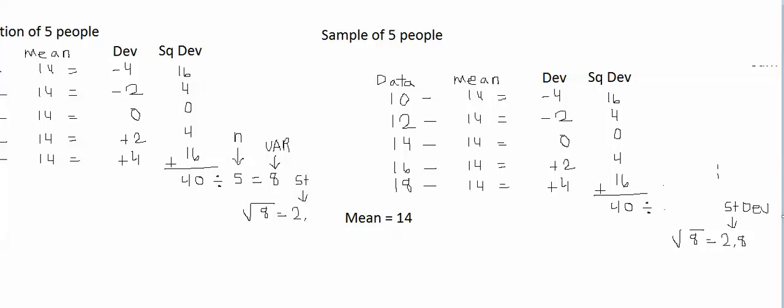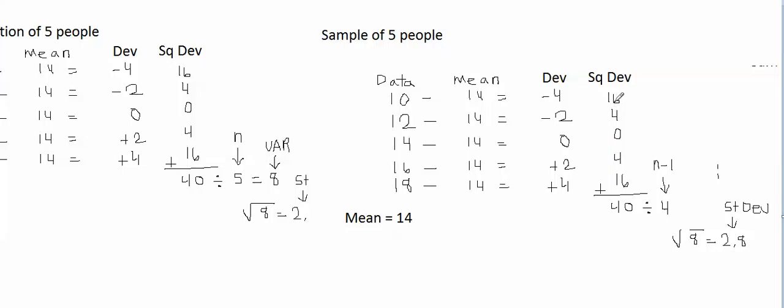Where the difference would come in is the dividing step right here. Instead of dividing by n, which is 5, I divide by 1 less than n. So if there's 5 squared deviations, 1, 2, 3, 4, 5, like they are here, instead of dividing by 5, I divide by 1 less than 5. And this number is called n minus 1. So if n is 5, like it is here, n minus 1 is 4.